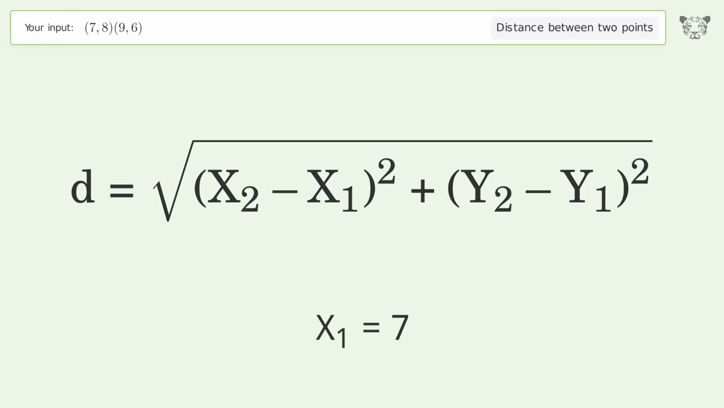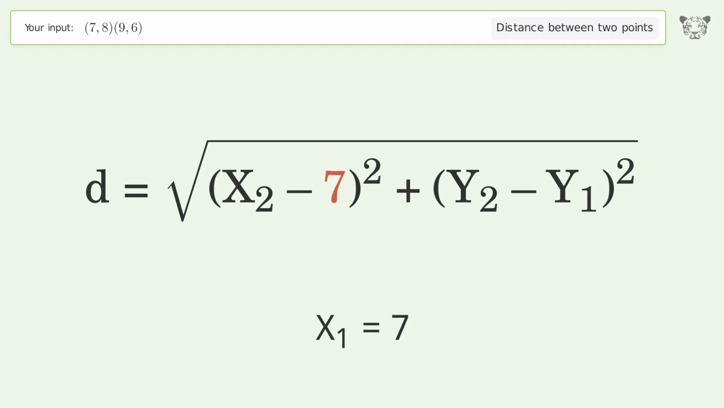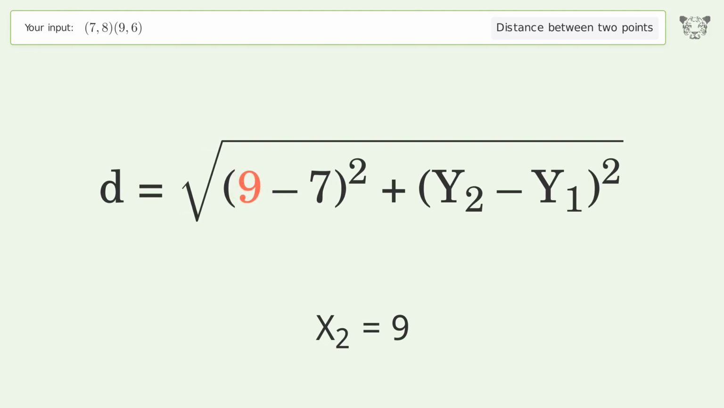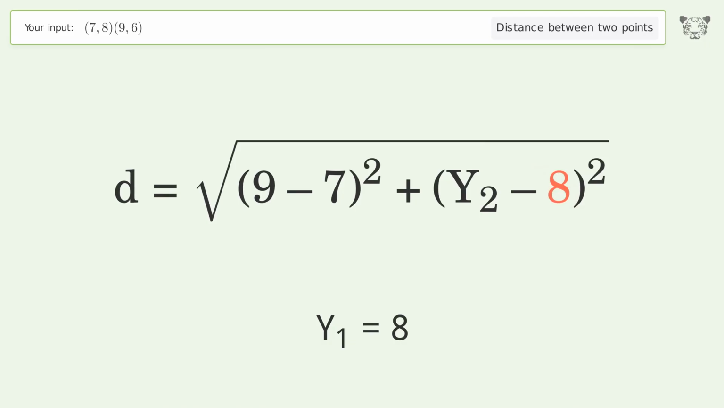x1 equals 7. x2 equals 9. y1 equals 8. y2 equals 6.